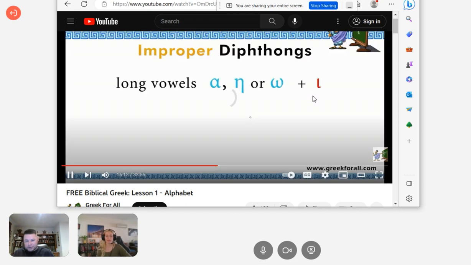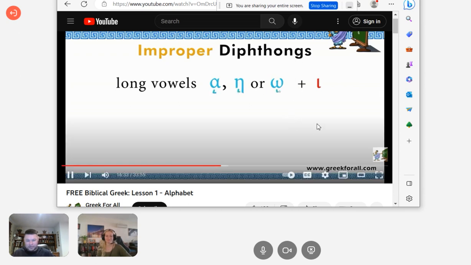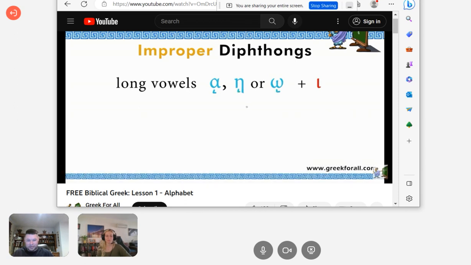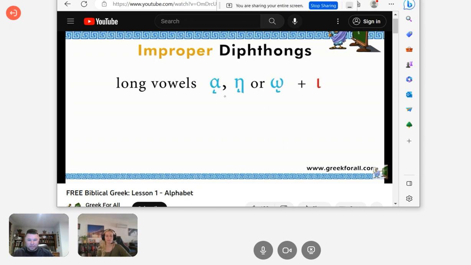The improper diphthongs are even easier. It is a combination of a long vowel, alpha, eta, or omega, and the smallest letter in the Greek alphabet, iota. In this case, iota is so afraid of these long vowels that it jumps under the line and sits there very, very quietly. It is called iota subscript, and sub means under, script means written, so written under. And again, remember, it is silent. We just ignore it when it comes to pronunciation. So instead of saying ai, ei, or oi, we just say a, e, and o. Let us take a look at a few examples.